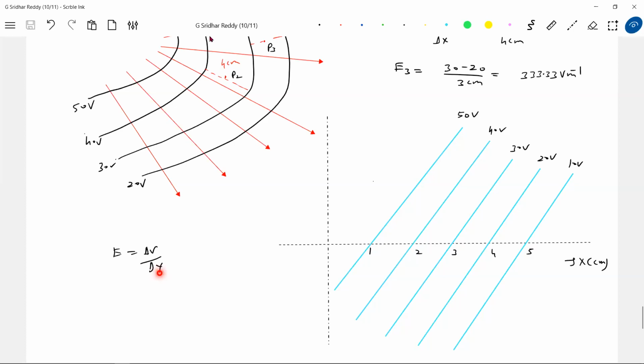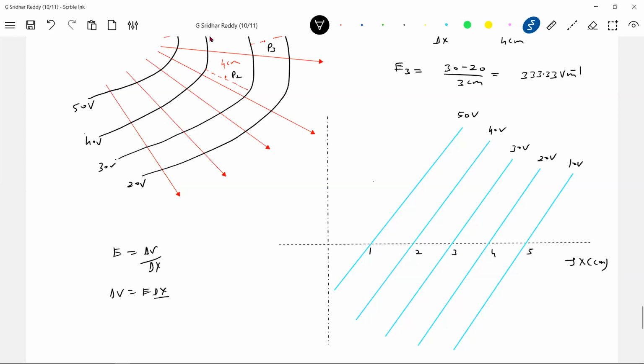What is delta X? Anybody? How should I measure delta X? This is a very fundamental question. Delta X should be measured along E bar. That's the basic idea, no? Or should it be measured normal to the equipotential surfaces? So, very simple: delta X is measured along E bar.